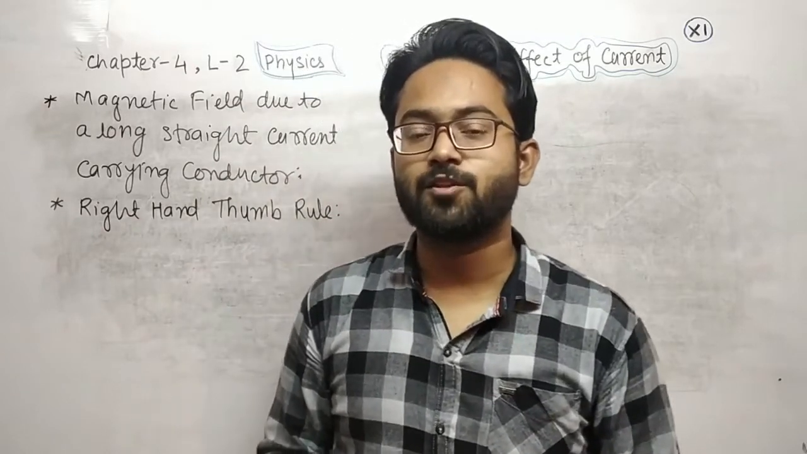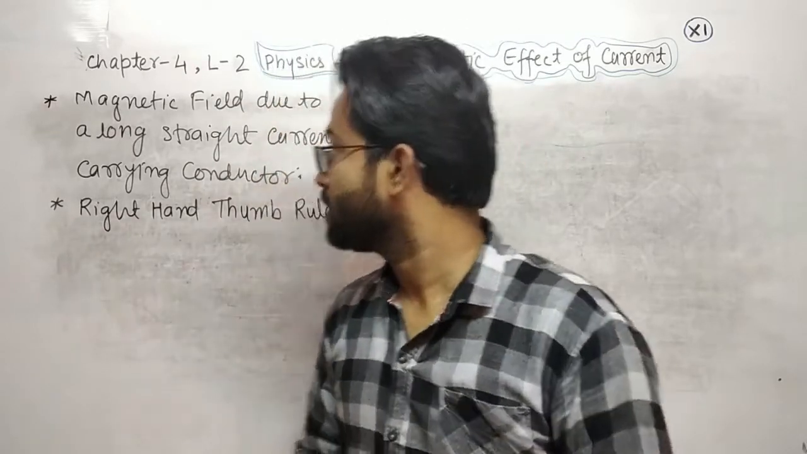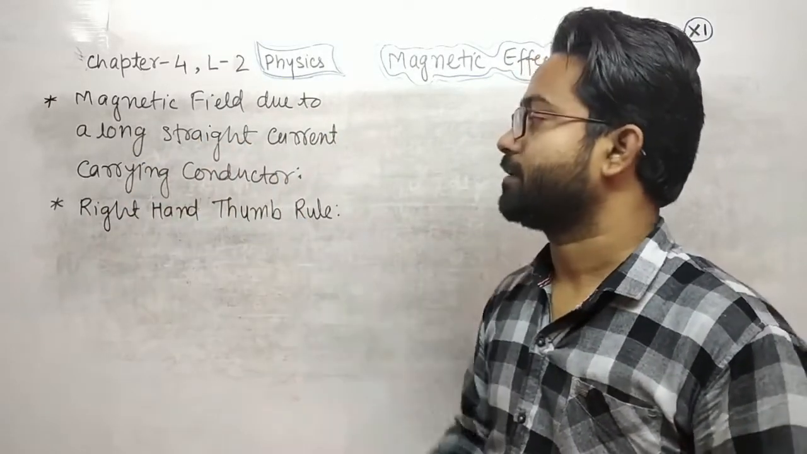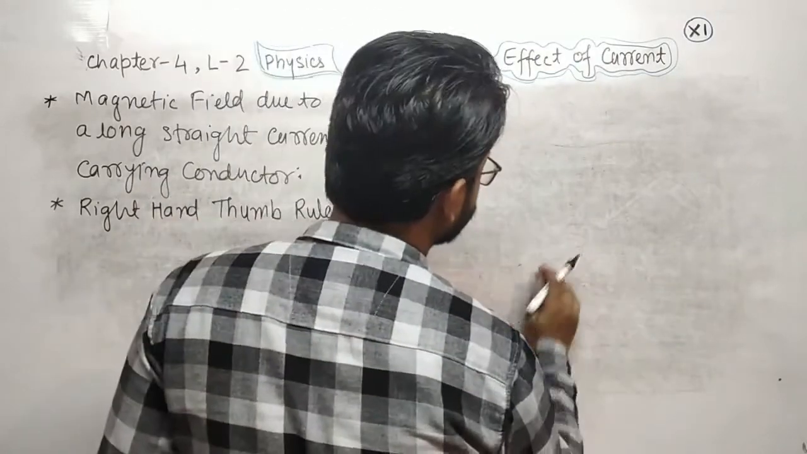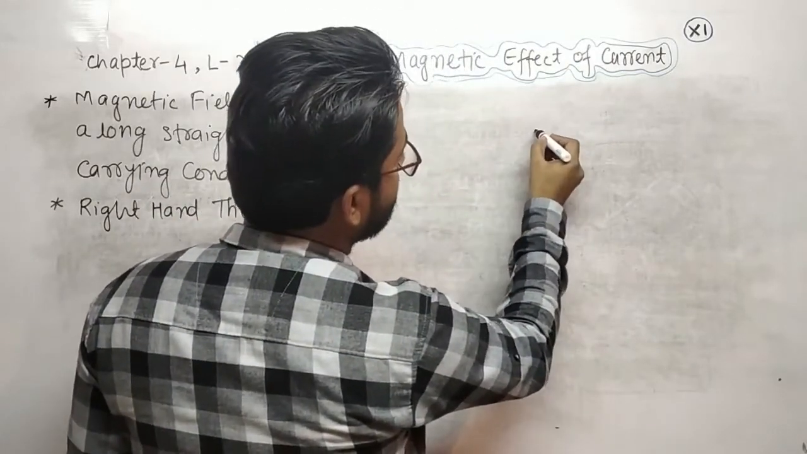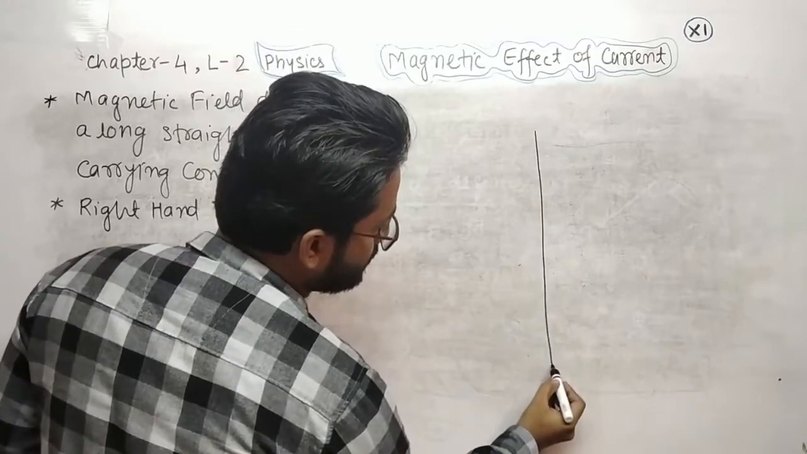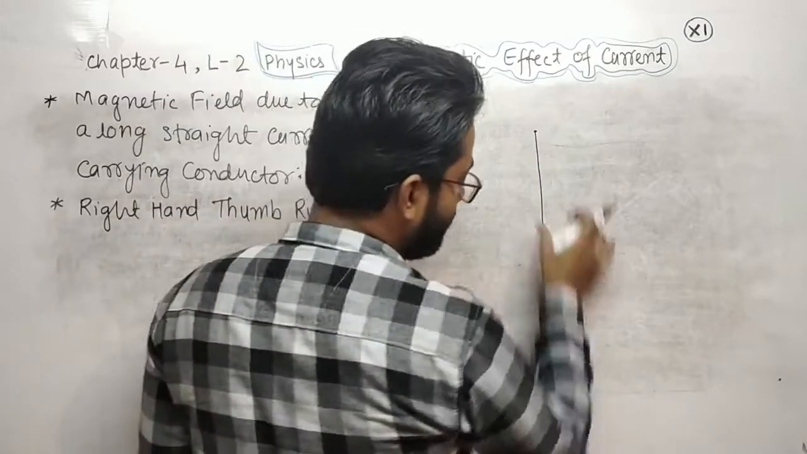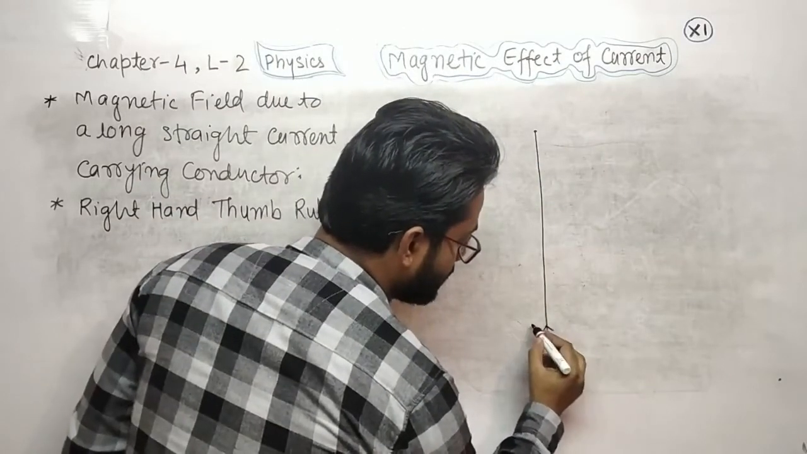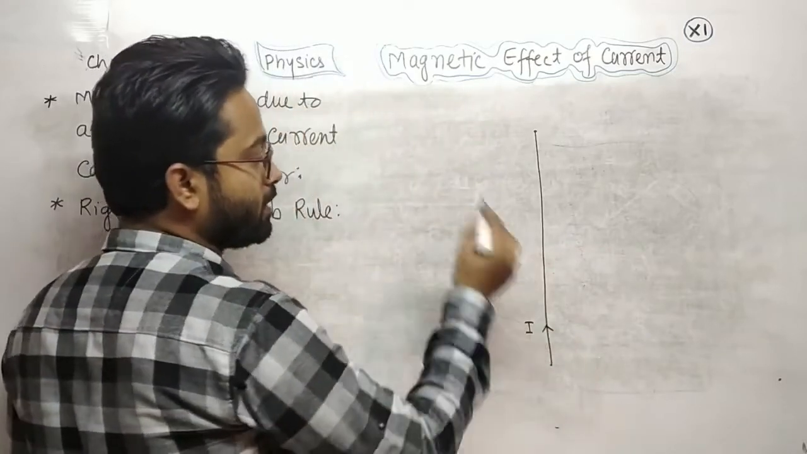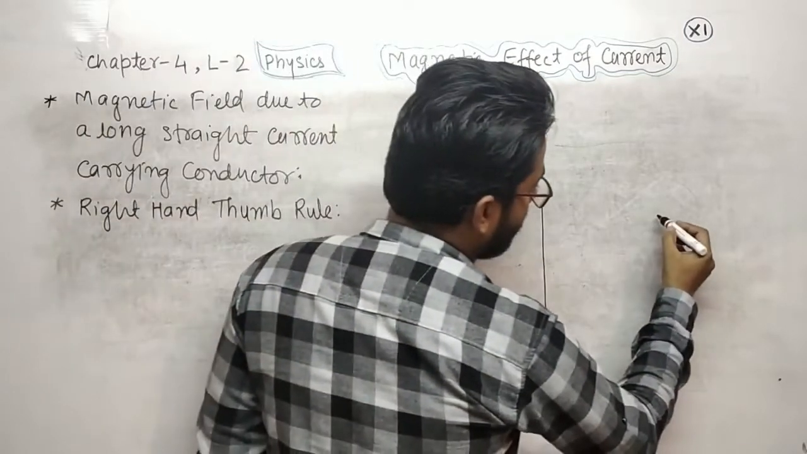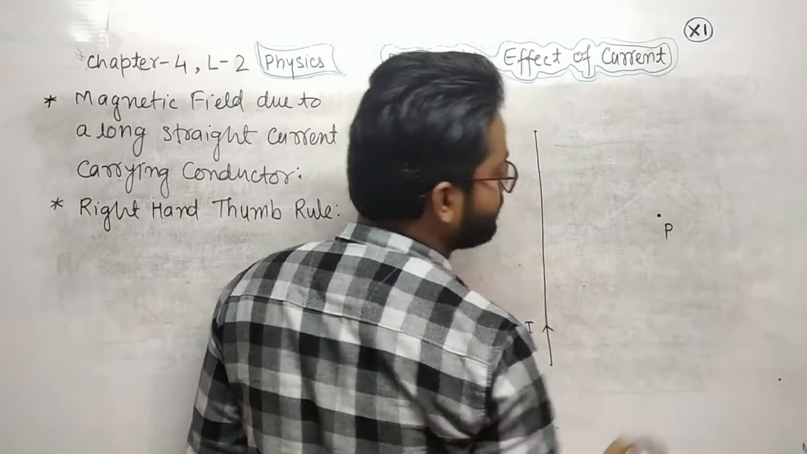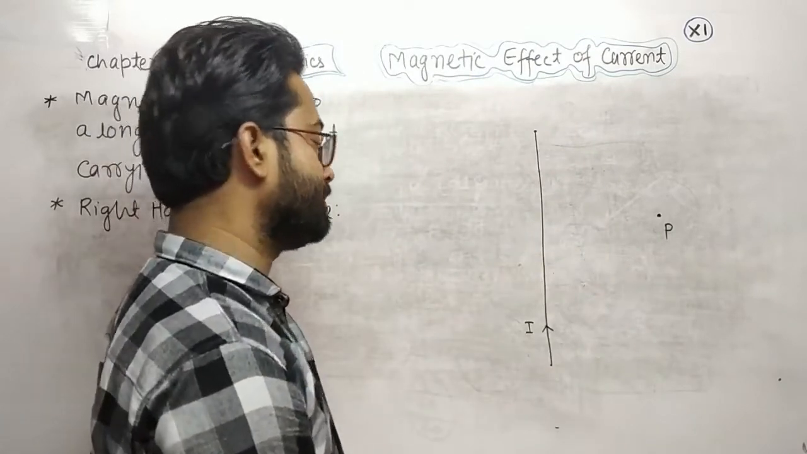Hello students, in this video we will discuss the magnetic field due to a long straight current carrying conductor. Let us suppose this is a conductor of finite length, and the current flowing in this conductor is I, and we need to calculate the magnetic field at point P due to this wire.